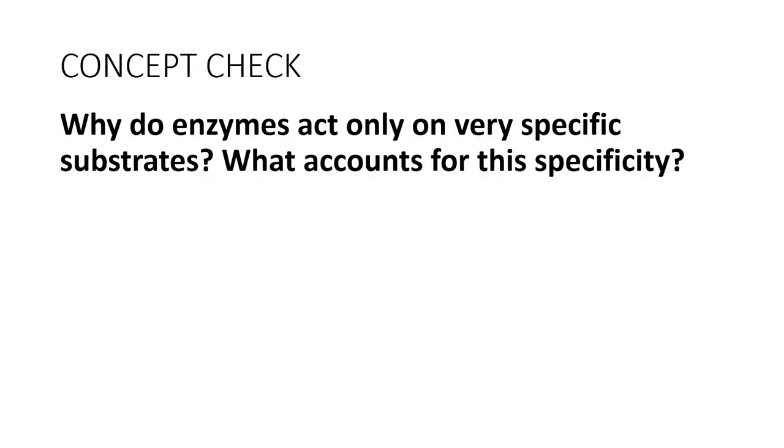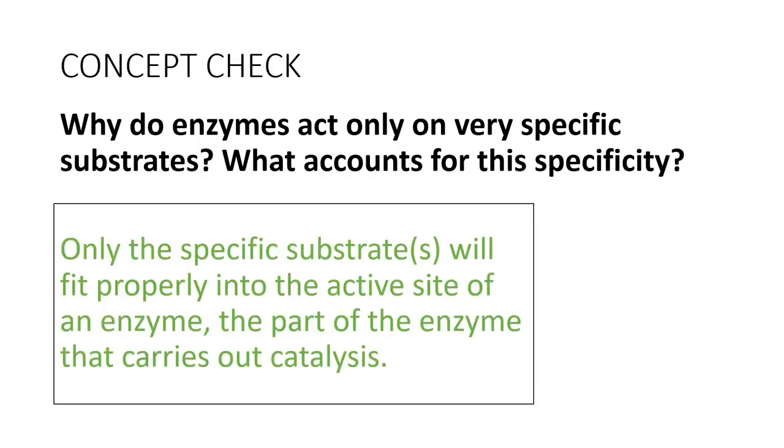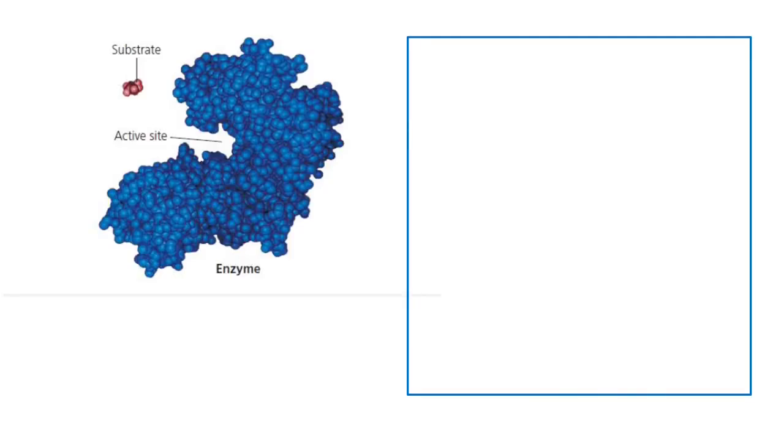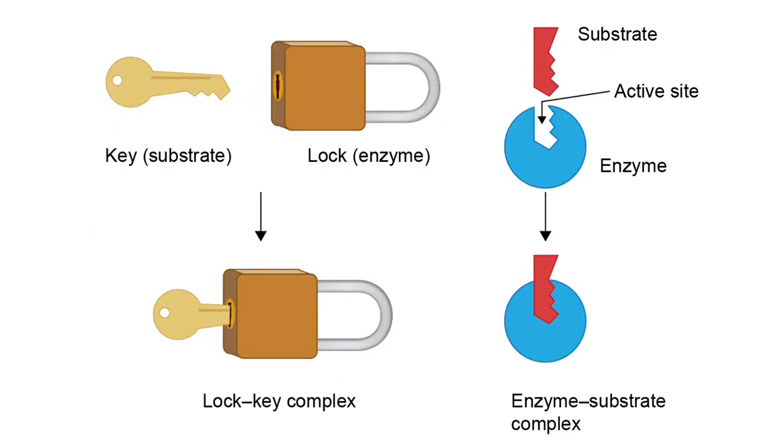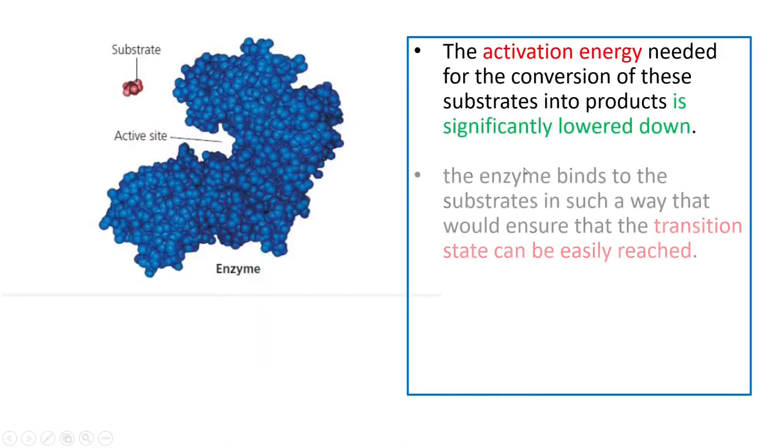So let's have a concept check. Why do enzymes act only on very specific substrates? What accounts for this specificity? We have already answered it a while ago. Only the specific substrate will fit properly into the active site of an enzyme, the part of the enzyme that carries out catalysis. And that's why we recall the lock and key theory, wherein the substrate will be exactly the same as the conformation of the active site.